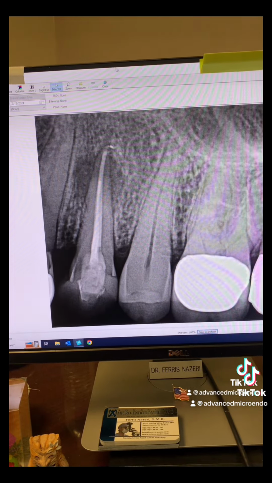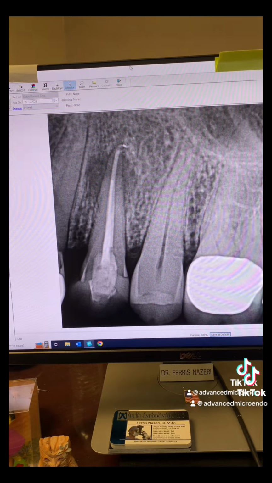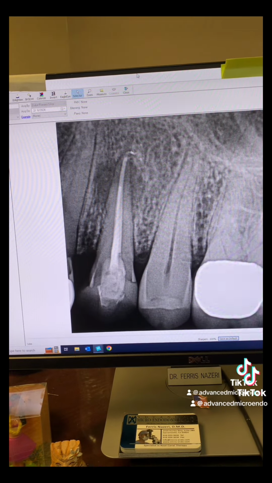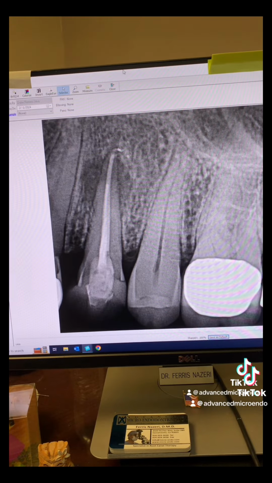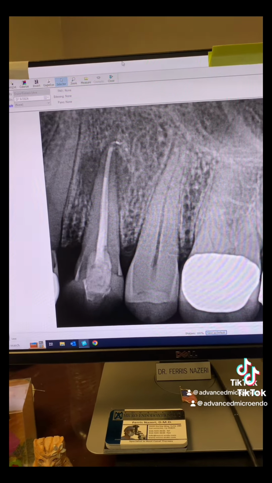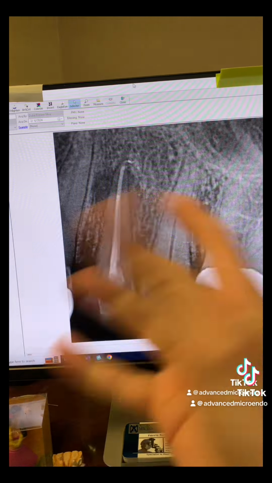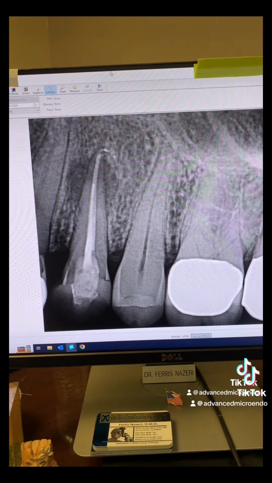History taking from the patient, detailed history taking from the patient. Okay? Multiple angulation PAs. Percussion test, palpation test, mobility test, vitality test, probing test, biting, chewing test. Then you put everything together. You analyze everything together, and then you come up with a good, solid diagnosis.